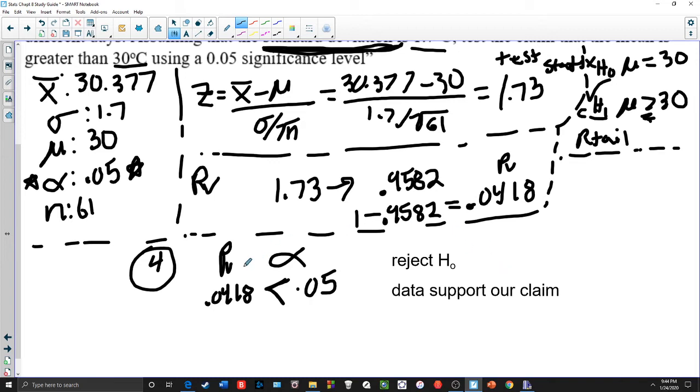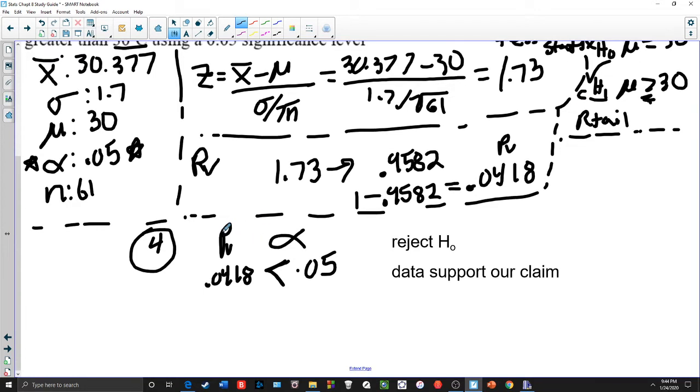Again, if P is low, the null must go. That's kind of the rhyme that goes with it. If P is low, null has to go. And remember, H0 represents the null. So if P is low, null has to go, and then you can check to see whether that supports or does not support your claim.